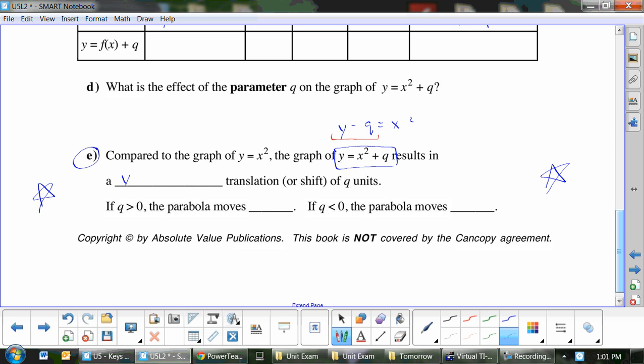Okay? So, for our notes, a vertical translation or shift of Q units. So, ready? Okay. So if Q is greater than 0, our graph moves up. If Q is less than 0, the parabola moves down. A parabola is just this shape.